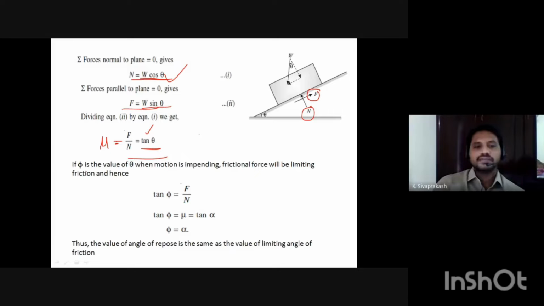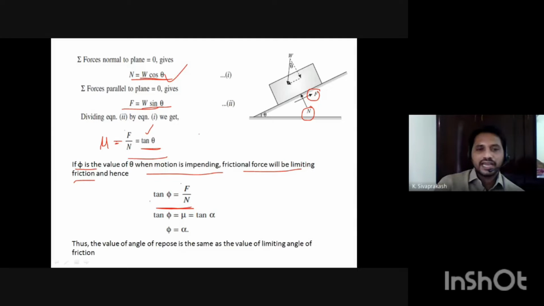At the same time, phi is the value of theta when the motion is impending, right? The frictional force will be the limiting frictional force. This phi means the angle of repose, and alpha is the angle of friction when the limiting frictional force is there. Then tan alpha equal to what is the formula? Tan alpha equal to F by N. Now, tan phi, up to the maximum value, you will get tan phi equal to F by N if you take it at the angle of repose.